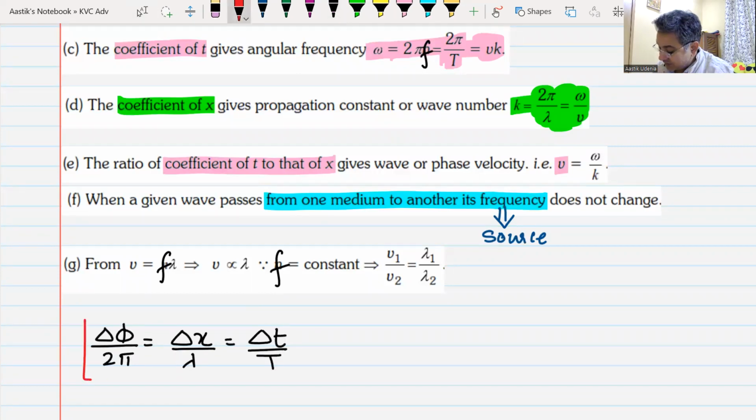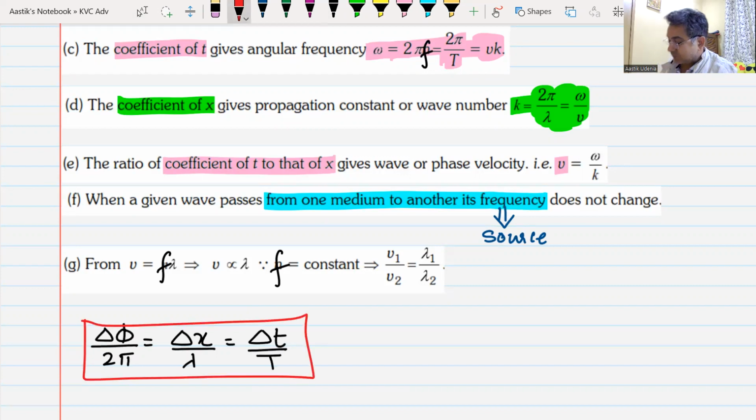Do we remember this relation? Yes or no? Do we remember this relation? I'll give you 2 minutes to note this down. So now let's move on and see some questions based on this.